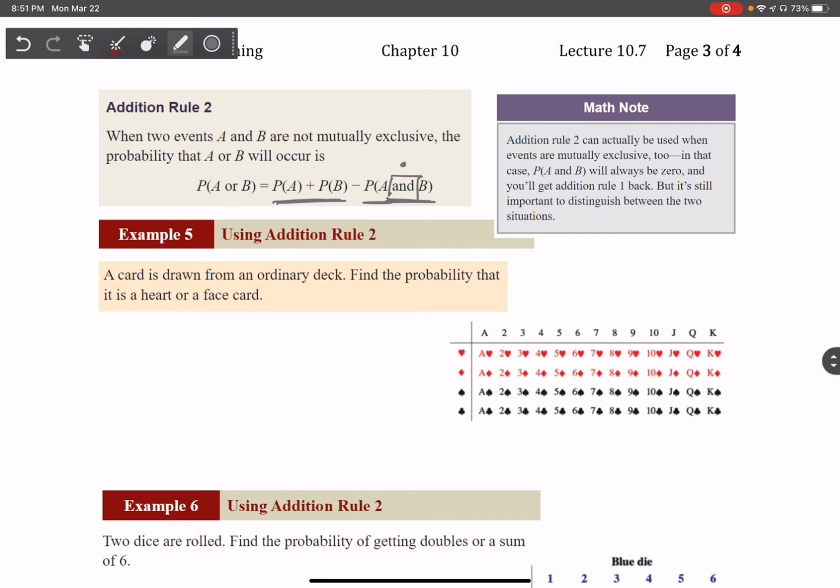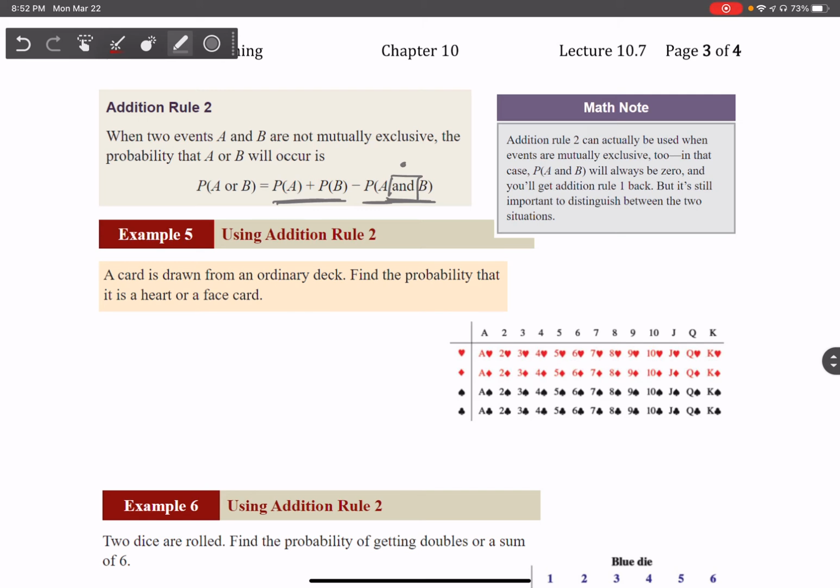All right, example 5. A card is drawn from an ordinary deck. Find the probability that it is a heart or a face card. Okay. All right. So looking here, there are 4 kings and 26 red cards in a deck. There are 4 kings.